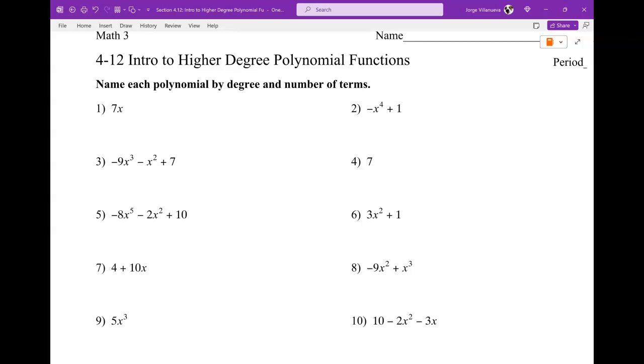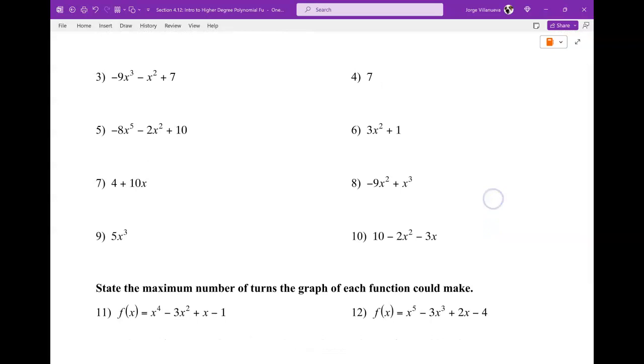We'll do one more just to kind of look. Look at number 9, 5x cubed. A power of 3 is highest. That's cubic, okay? That's how the first 10 problems go.